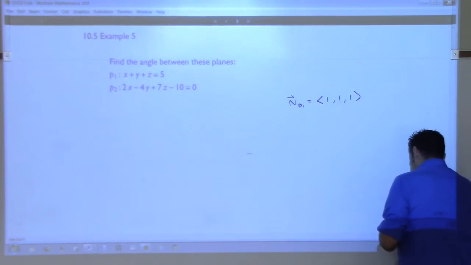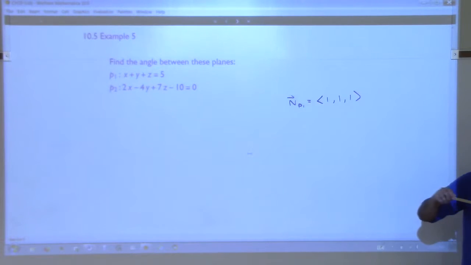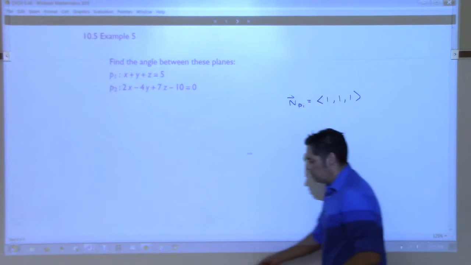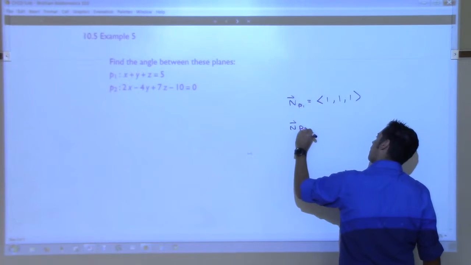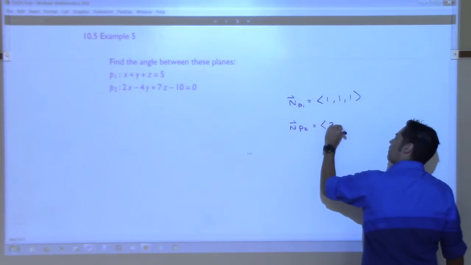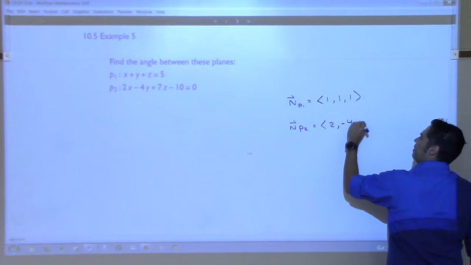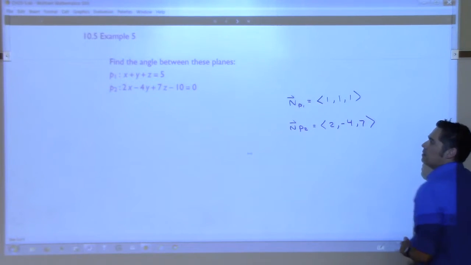And then I'm doing this more just to get through the attendance, okay? Paul? Okay, Paul, what's the normal vector of plane 2? 2, -4, and 7. Okay. We all agree?